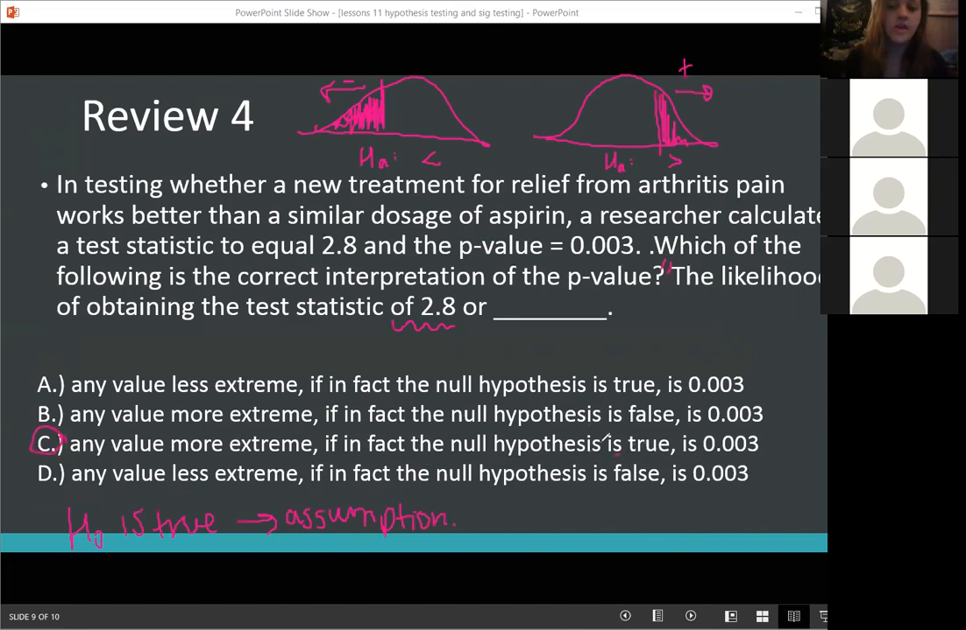So that's why it wouldn't be A or D, first of all, because they talk about less extreme, which is not something you'll ever really see in a definition of a p-value. Between B and C, we know that C is correct because it's talking about the null hypothesis being true, because we always make that assumption starting our problems, and then it gives 0.003. Remember, the p-value is still technically a probability, so that's why we say the likelihood of obtaining the test statistic. So that's why our answer would be C there. So great job.